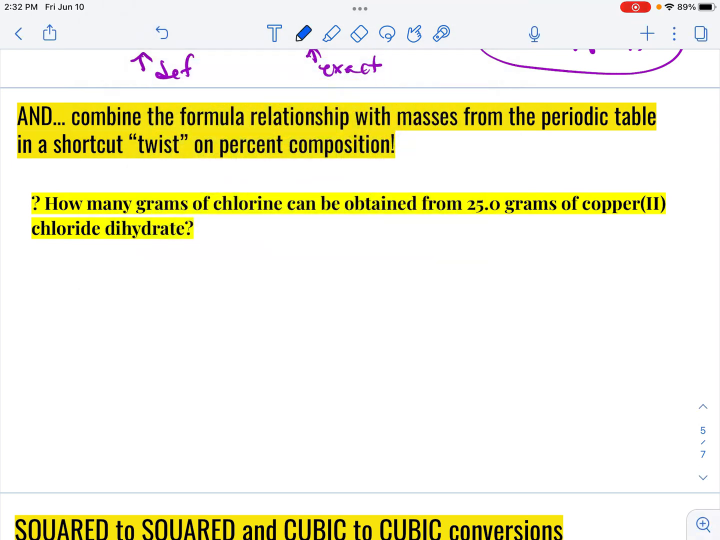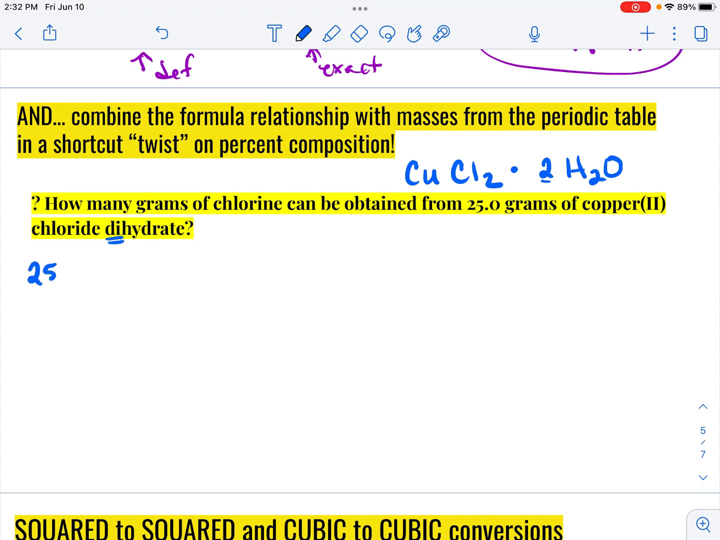We're going to see how many grams of chlorine can be obtained from 25.0 grams of copper(II) chloride dihydrate. So I need to write the formula for that. Copper(II) would be Cu2+, and chloride is Cl1-, so I need 2 chlorines. And then the dihydrate means, remember that dot is telling you hiding inside those crystals are 2 moles of water for every CuCl2. So the dihydrate tells you 2 moles of water, and they're not really chemically combined, they're physically trapped in there. So we don't put it in parentheses or make it look like a full chemical formula. We just use the dot to say that.